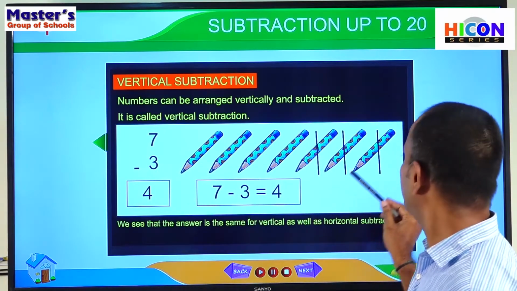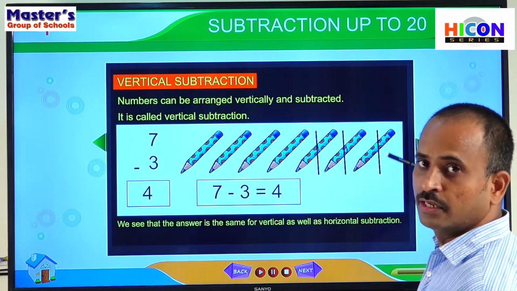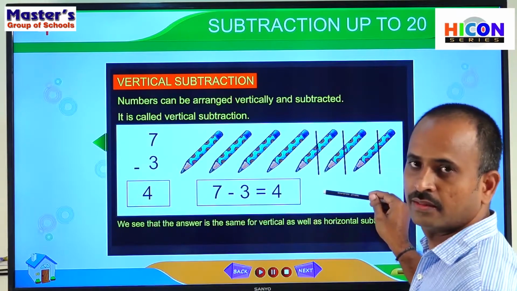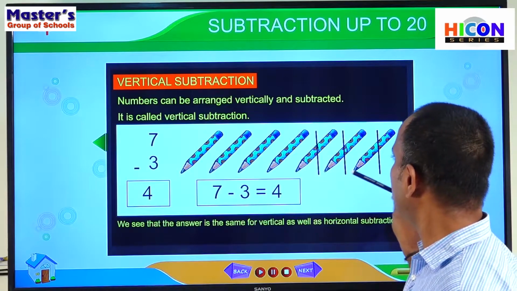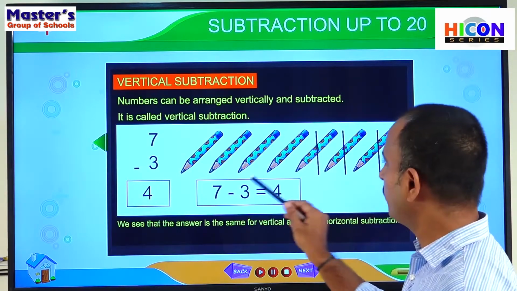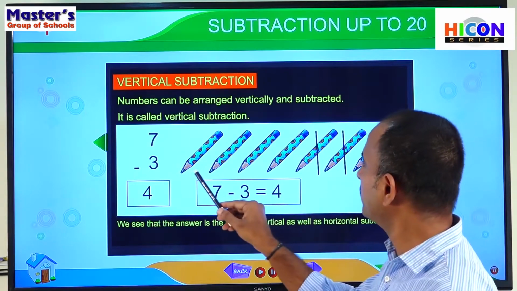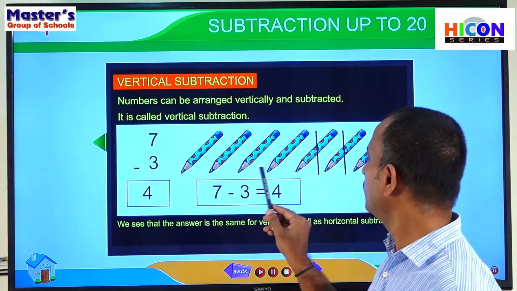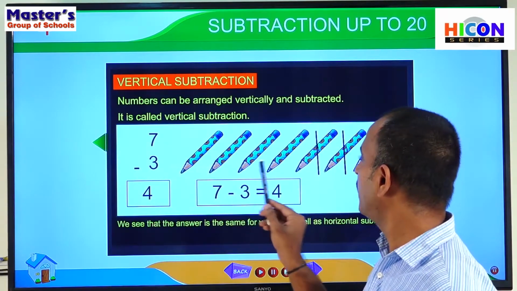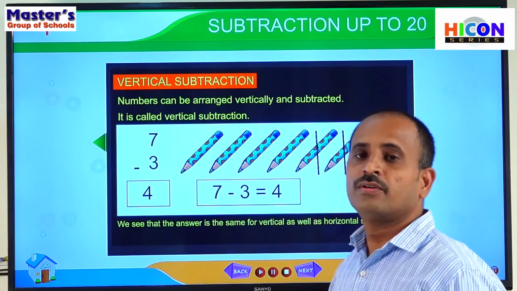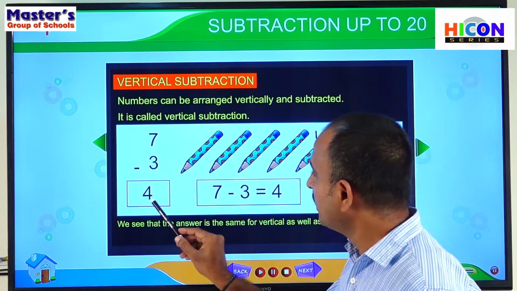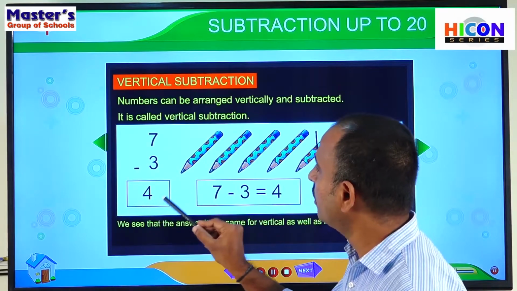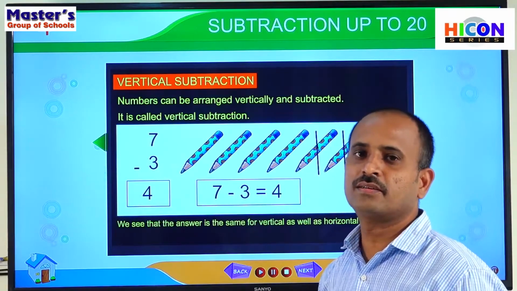So look at the picture. They have struck 3 pencils. So this is 1, 2 and 3. They have struck off 3 pencils. That means they have taken away 3 pencils from these 7 pencils. So how many pencils are left there? 1, 2, 3, 4. So after subtraction, there will be 4 pencils left. So the answer is 4. So the difference is 4. Here the 4 is called the difference when it is the answer.